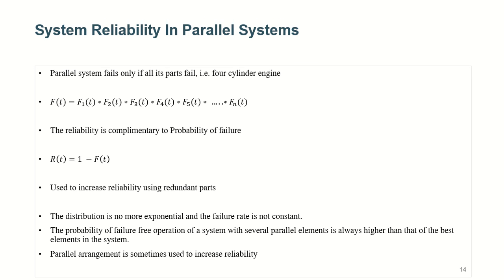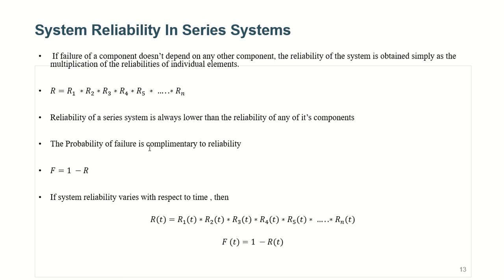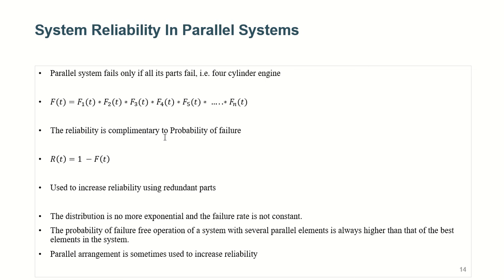Let's come here and read it one more time. The probability of failure is complementary to reliability. I didn't mention it over here, but we discussed that the reliability of a series system is always lower than the reliability of any of its components. And what is happening in a parallel system? See, the probability of failure-free operation of a system with several parallel elements is always higher than that of the best element in the system, right? So it will provide you the best operation when we connect them in parallel.